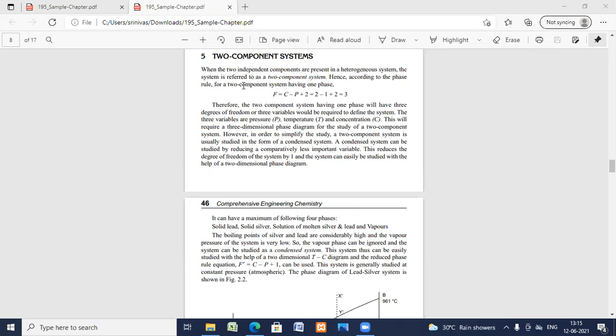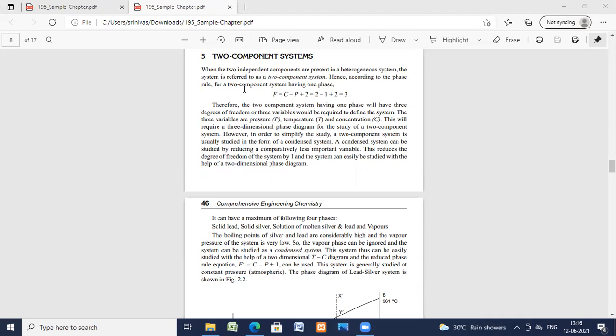Today's learning objective is about the phase rule for two component systems. The phase rule is used to study the behavior of heterogeneous systems, and it was proposed by William Gibbs in 1874. The phase rule helps in studying heterogeneous equilibrium systems with two or more phases that are in equilibrium.